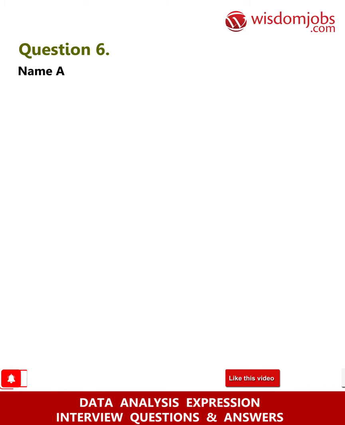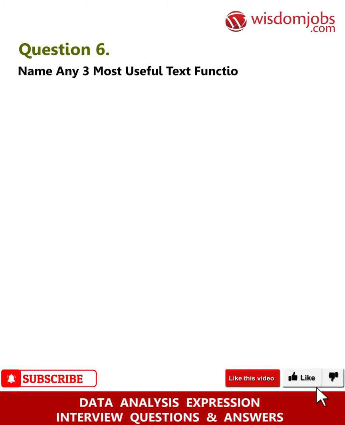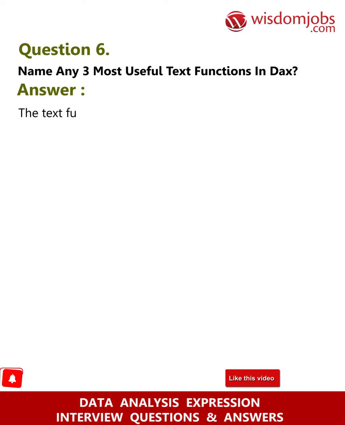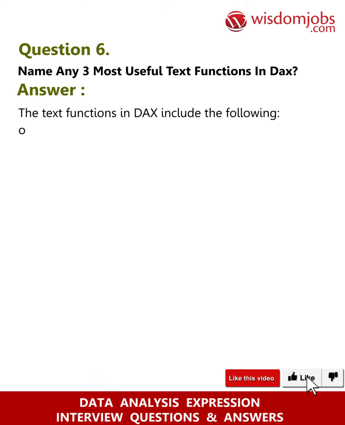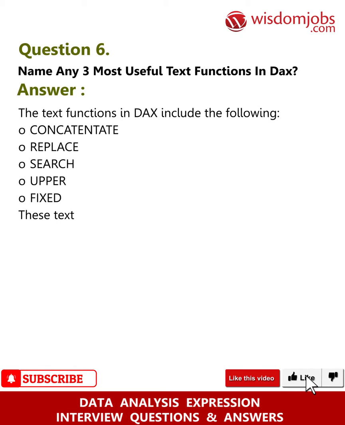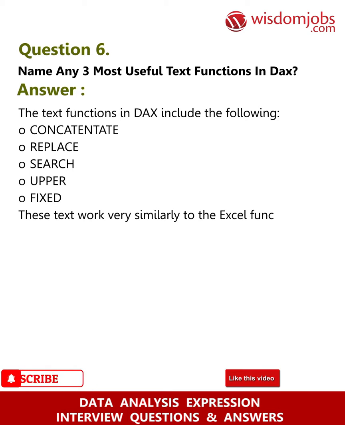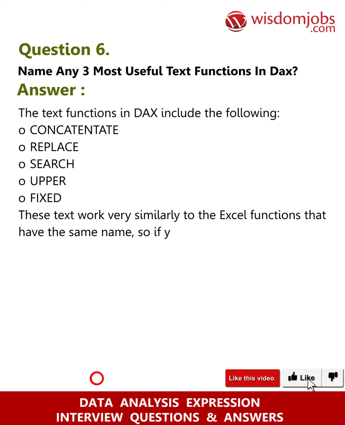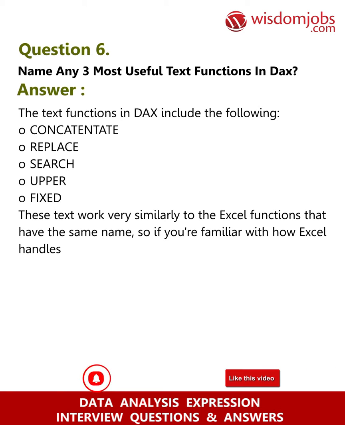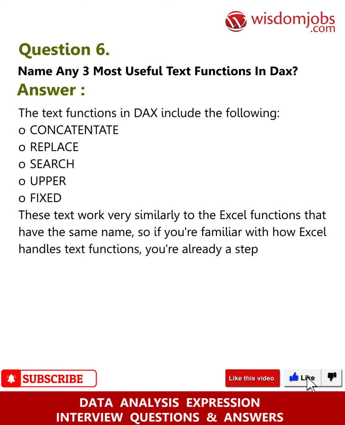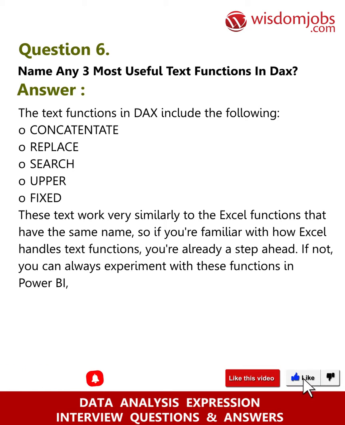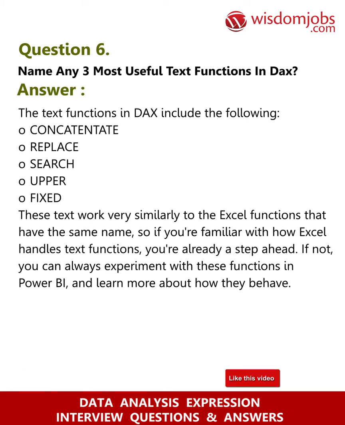Question 6. Name any 3 most useful text functions in DAX. Answer. The text functions in DAX include the following: CONCATENATE, REPLACE, SEARCH, UPPER, FIXED. These text functions work very similarly to the Excel functions that have the same name. So if you are familiar with how Excel handles text functions, you're already a step ahead. If not, you can always experiment with these functions in Power BI and learn more about how they behave.